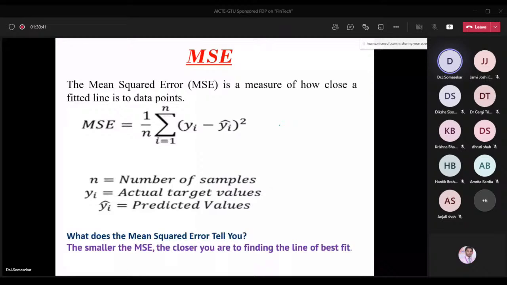N indicates number of samples. If you take here in this data, number of samples is 2. So X value 1, 2, that means number of samples is 2. So MSE equals 1 by n summation of yi minus y cap whole square. Yi is the actual value, y cap is the predicted value or estimated value. So whenever MSE is low, it indicates that the given model is more accurate. High MSE indicates that the given model is not that accurate.